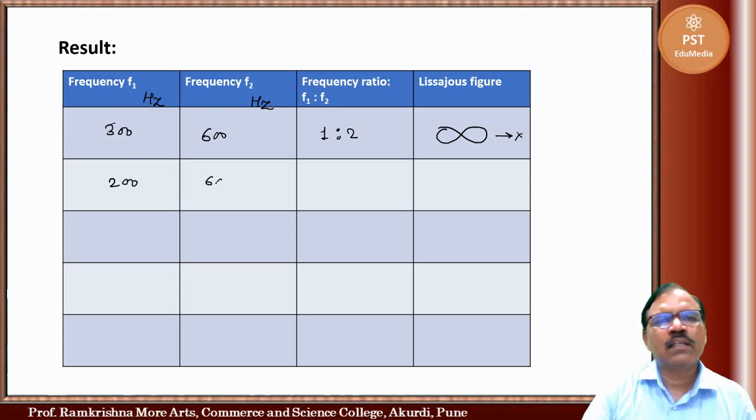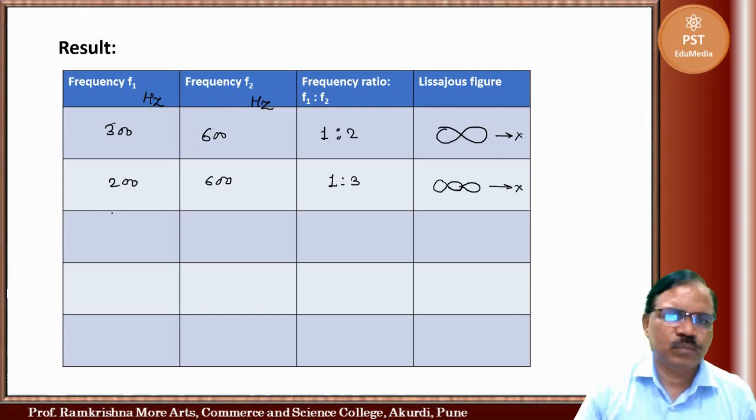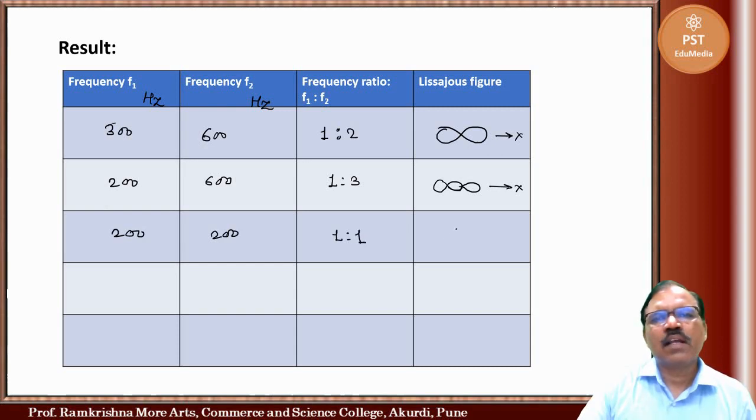Now the second reading I have taken, 200, 600, frequency ratio is 1:3, so I got 3 loops that are along the x-axis. Now next one, 200, 200, frequency ratio is 1:1, I got a circle.